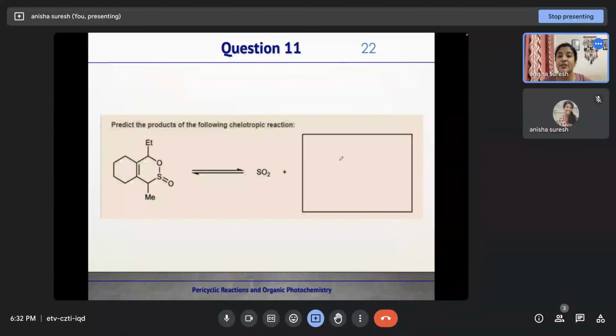Now coming to question number 11, which deals with chelotropic reactions. Predict the products of the following chelotropic reaction. Chelotropic reactions basically involve the extrusion of stable molecules like SO2, N2, CO2, etc. So here, as shown, SO2 will be eliminated, and we have to predict the other product. This is our starting material.